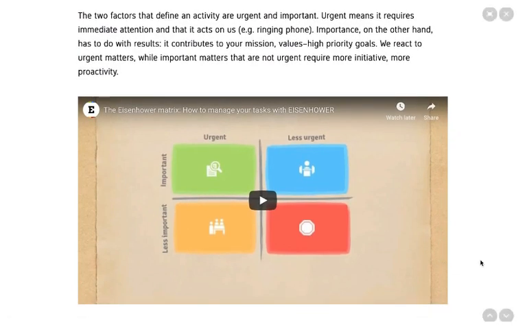The two factors that define any activity we are engaged in are whether they're urgent and whether they're important. Urgent means it requires immediate attention and that it acts on us, like a ringing phone. Importance, on the other hand, has to do with results. It contributes to your mission, values, high priority goals. We react to urgent matters, while important matters that are not urgent require more initiative, more proactivity.